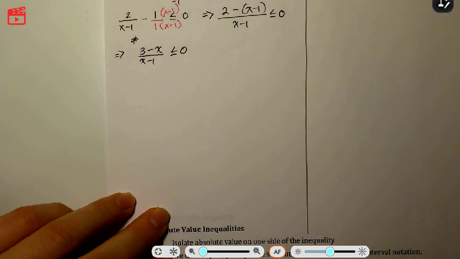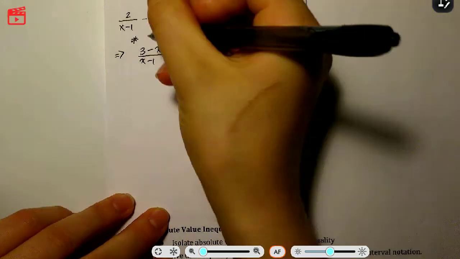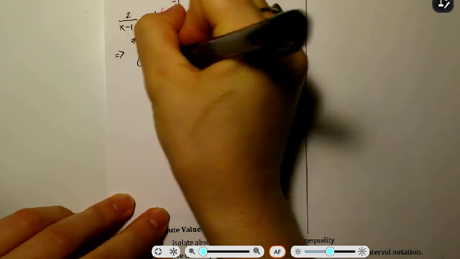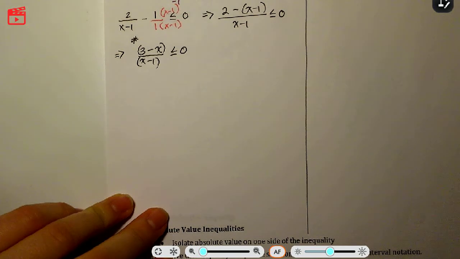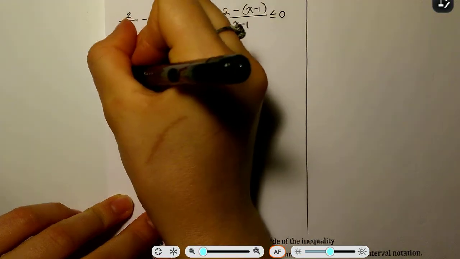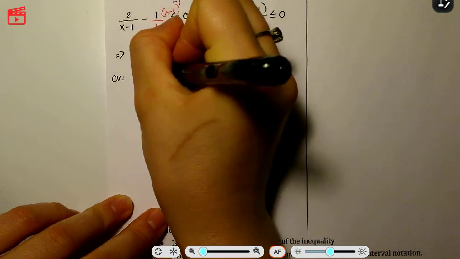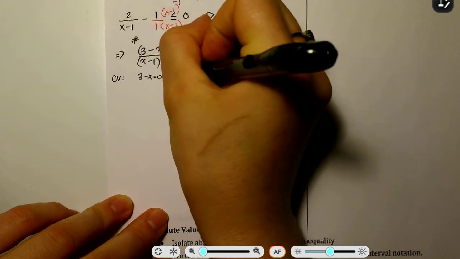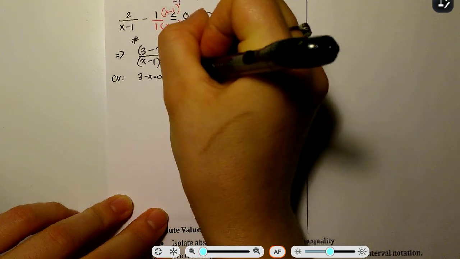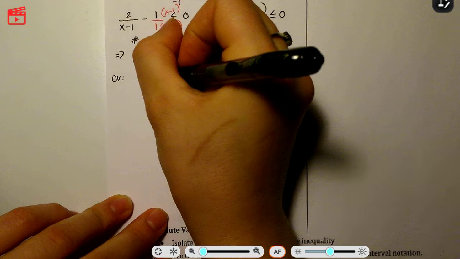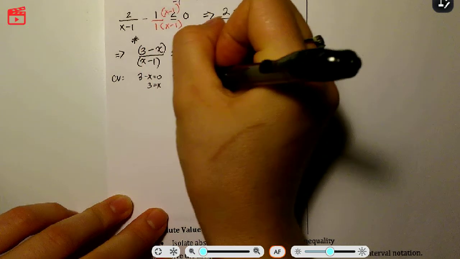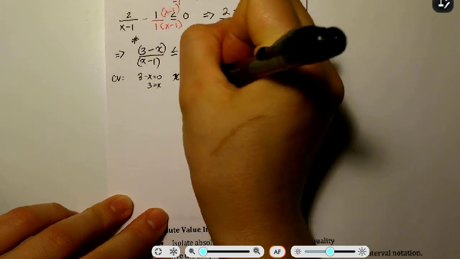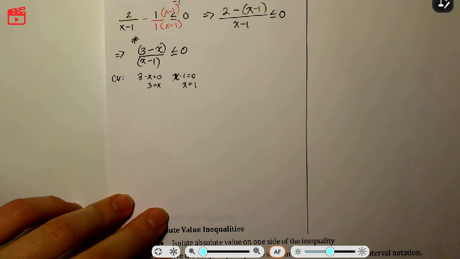Similar idea as what we've been doing before. We take all the factors. So notice this is a binomial, that's a binomial. And we set them to 0 and solve. Okay, so critical values, let's see. So we have 3 minus x equals 0, and x minus 1 equals 0. Solving for x, we get 3 equals x, and x equals 1. So those are our critical values.